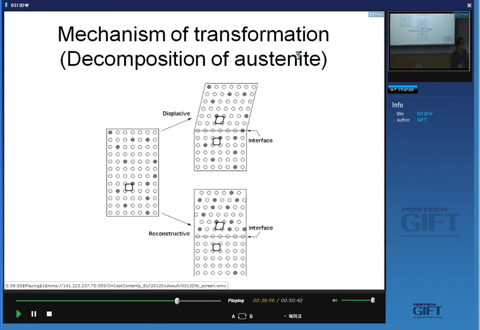And finally, I would like to comment on two different transformation mechanisms observed in iron and alloys. We will handle these two kinds of transformation over the whole semester. One is reconstructive transformation, and the other is displacive transformation. This classification is given by the movement of lattice atoms. You have to remember that this classification is related to the movement of lattice atoms, not interstitial ones.